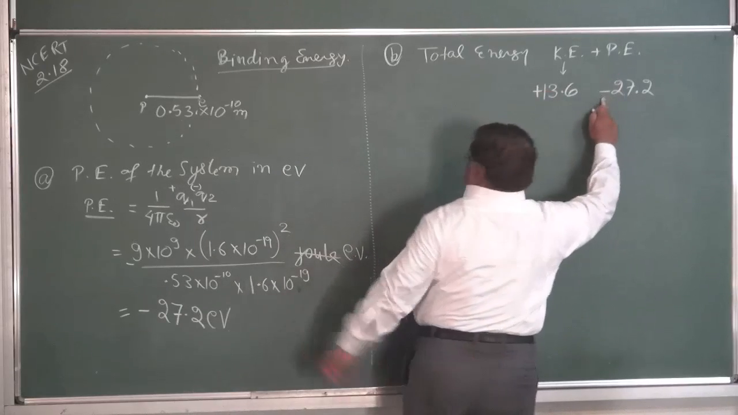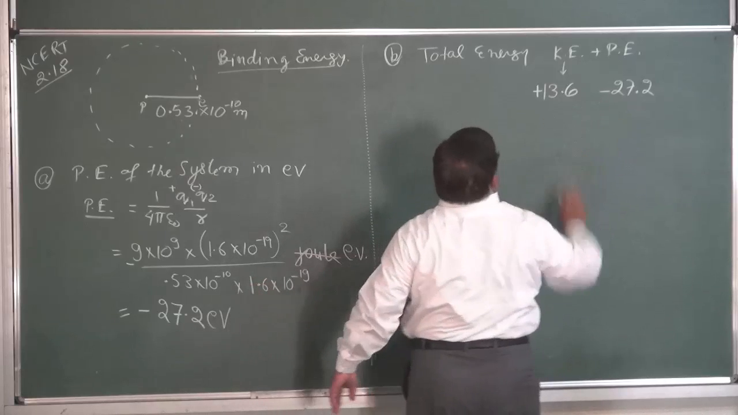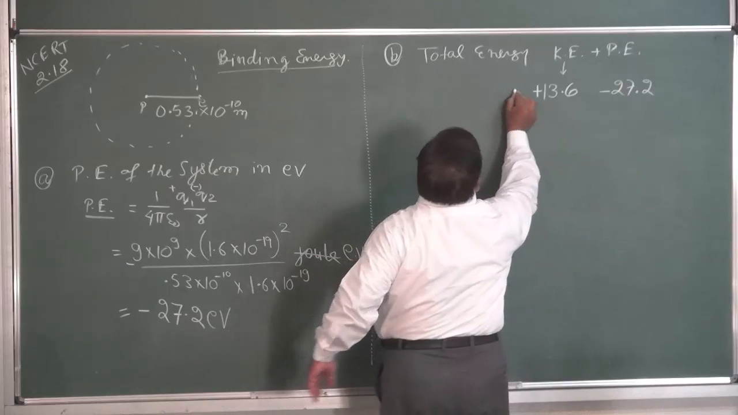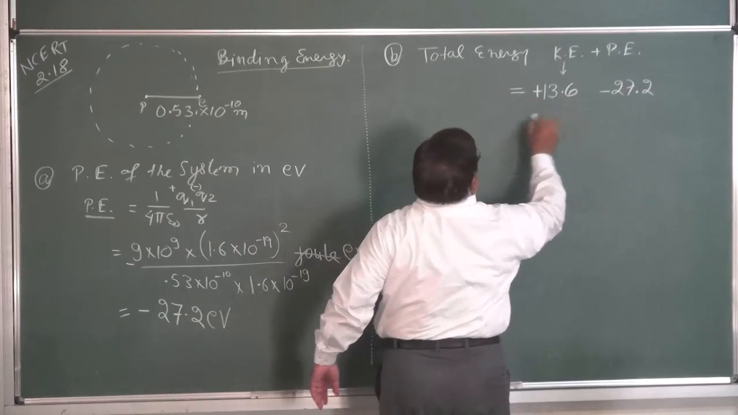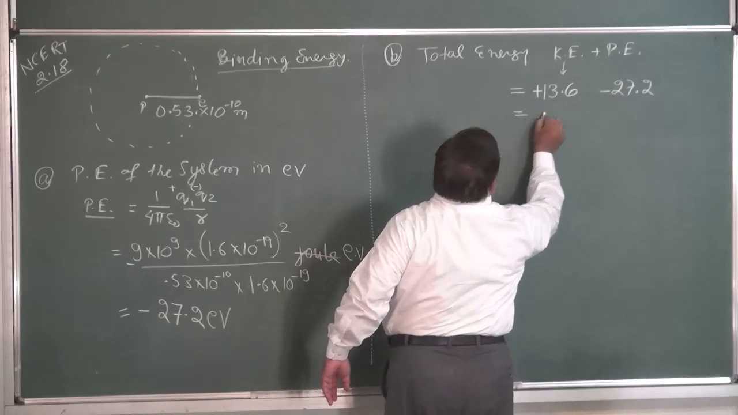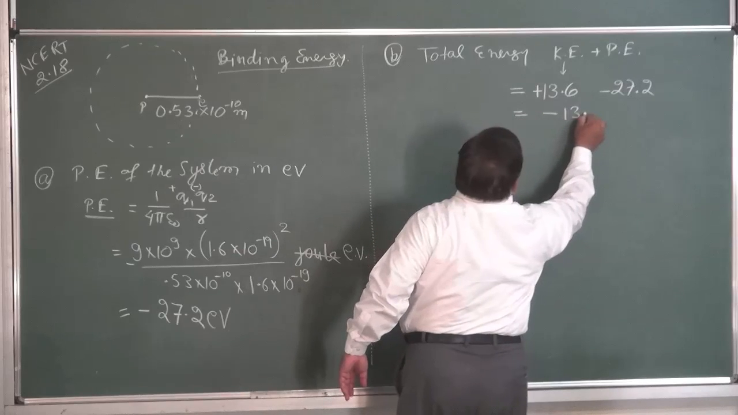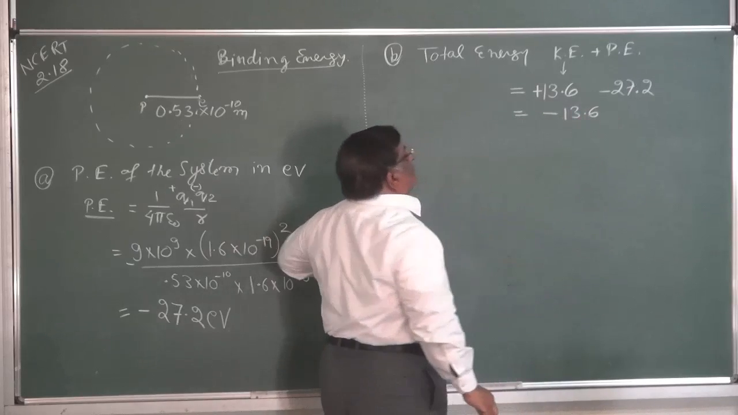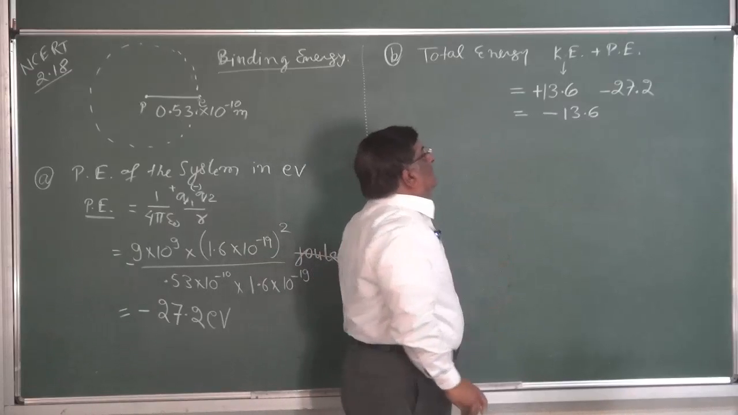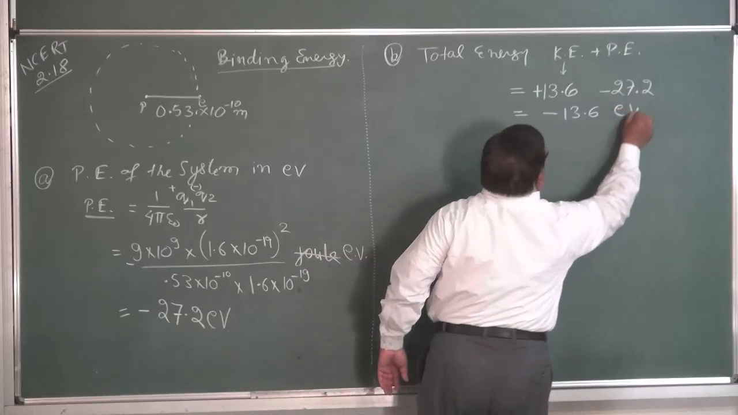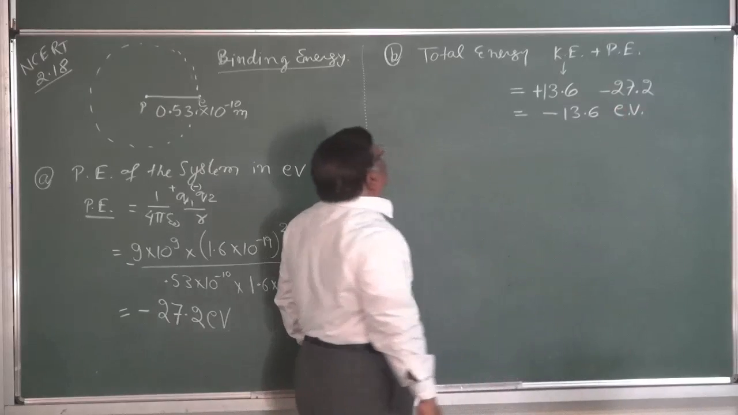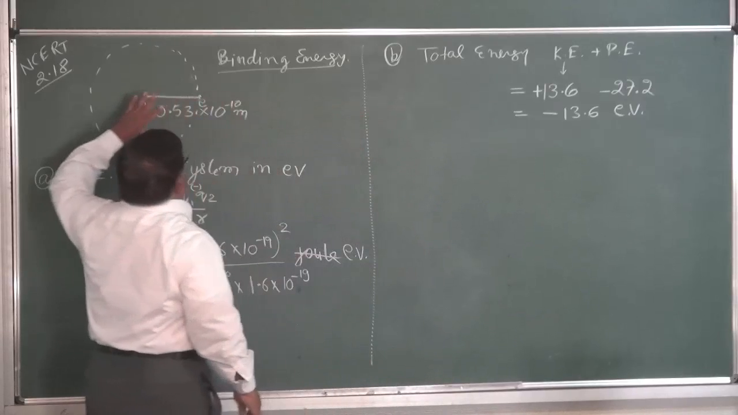And potential energy is negative 27.2. So how much is the total energy? The answer is the total energy is minus 13.6. This is the total energy. And what is the unit? Electron volt. Now this is the energy with the proton.